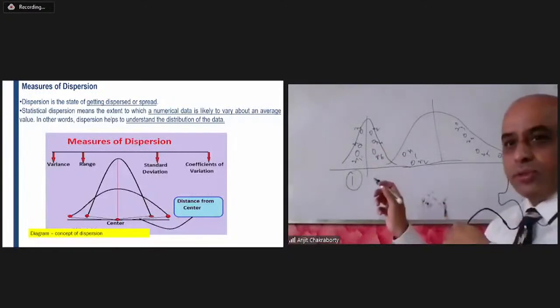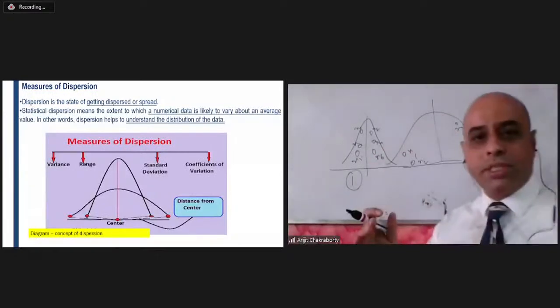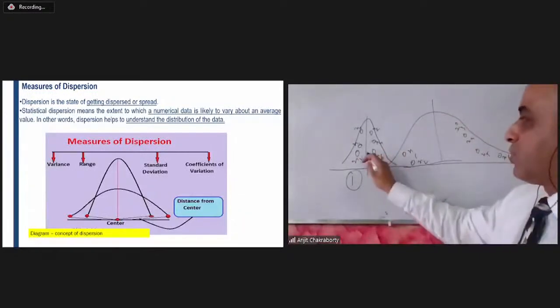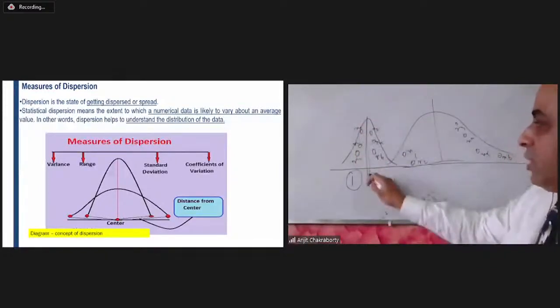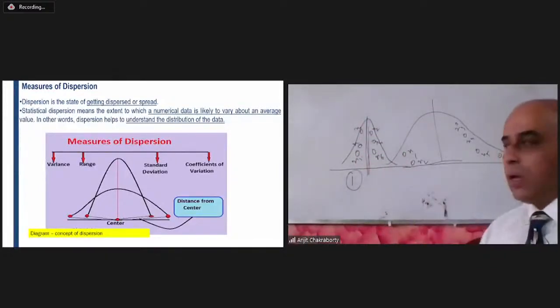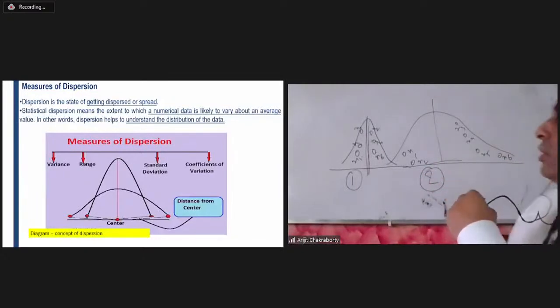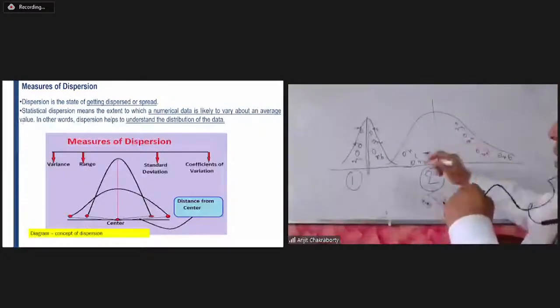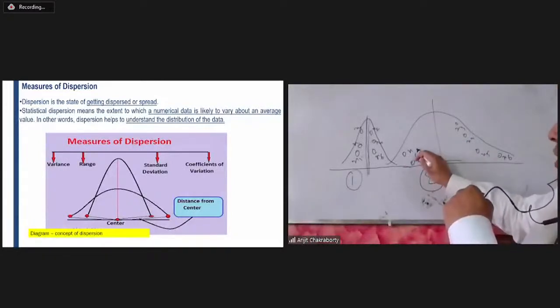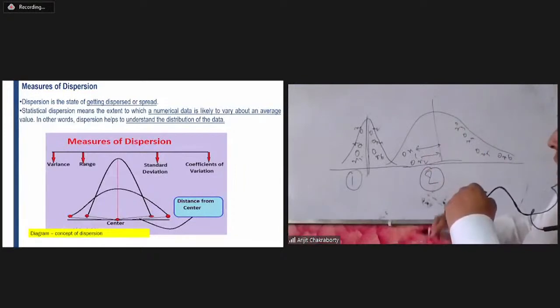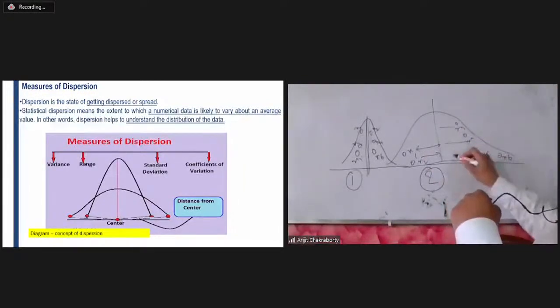So please note, in the first curve, it is steeper. The observations are very close to the central line. On the other hand, in the second case, case number 2, you can see that observation x1 is here, x2 is here. See the distance between them.